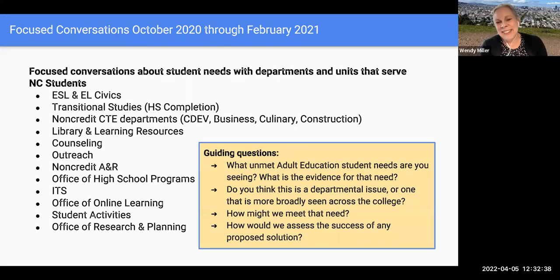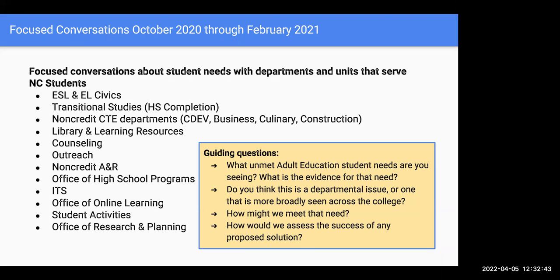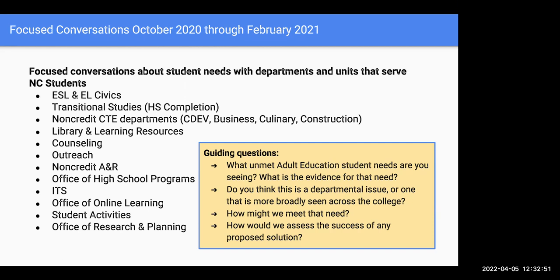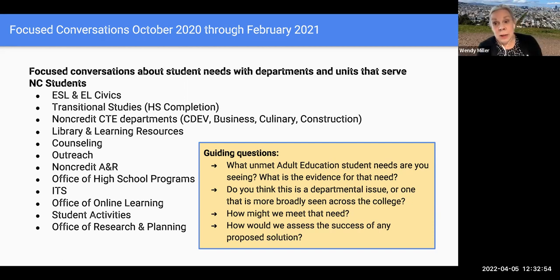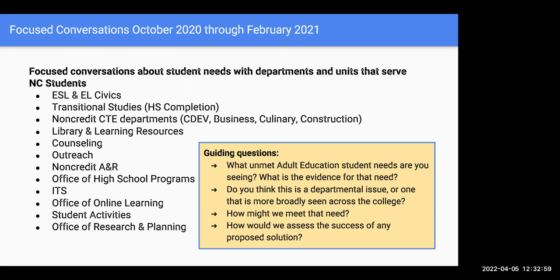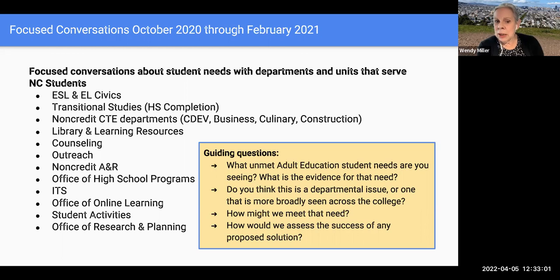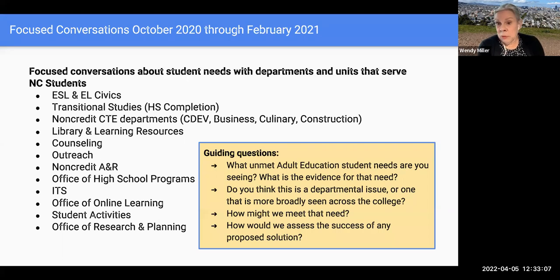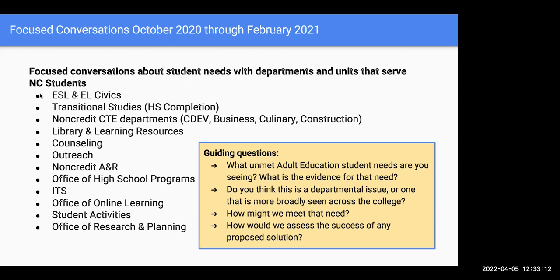So the guiding questions that led these conversations, and I provided them in advance to people, were: what unmet adult education student needs are you seeing? And what is the evidence you have for that need? A lot of it was anecdotal or experiential, but some people actually had data to support what they were seeing as a student need. I also asked them, do you think it is a departmental issue specific to your department, or one that's more broadly seen across the entire college? And we heard a variety of responses to that.